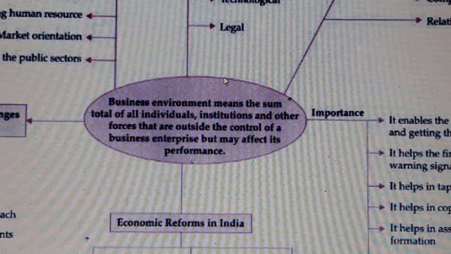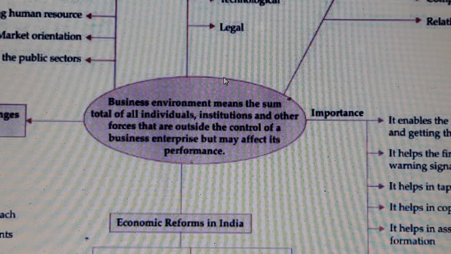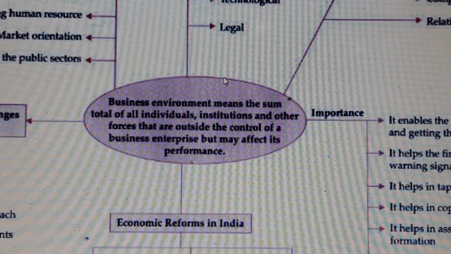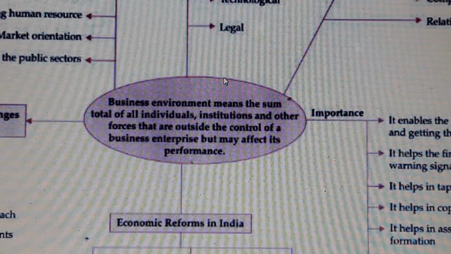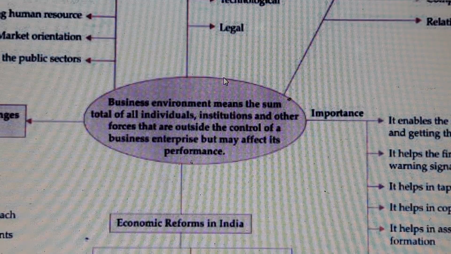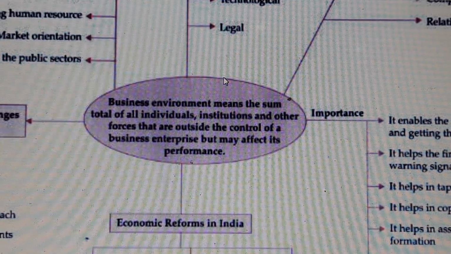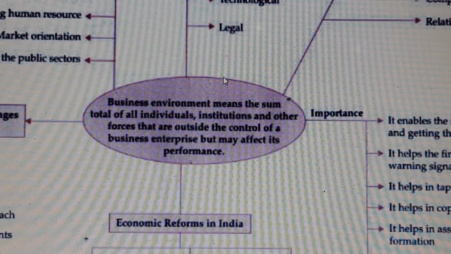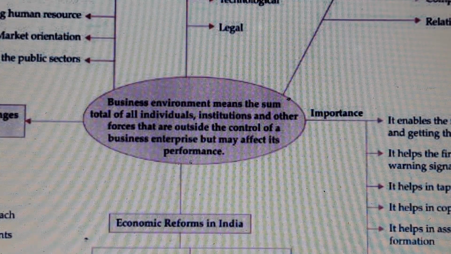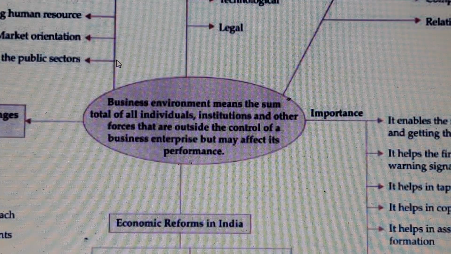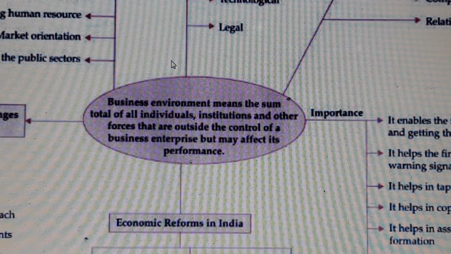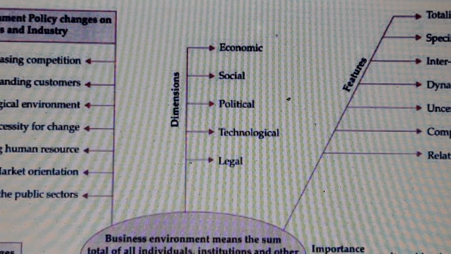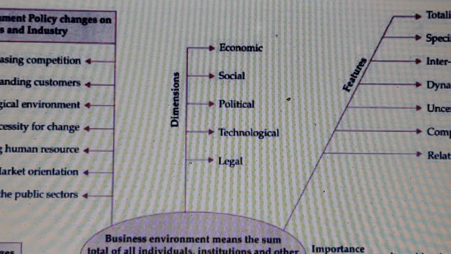First of all, we will see the definition. Business environment means the sum total of all individuals, institutions, and other forces that are outside the control of a business enterprise but may affect its performance. So, a small business or a large business, there are many things that hamper the business from outside or inside. Though they may not be aware of those things, they still hamper. We will be seeing them one by one.